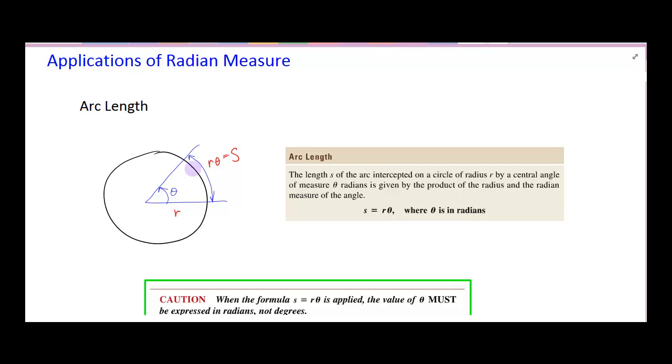Think of this kind of like perimeter for trigonometry. So this is the formula that we would use. Here's the formal definition of it over here. The one thing you want to make sure of when you're dealing in arc length is that theta is in radians. So let's look at an example.